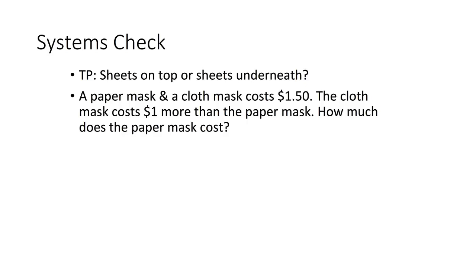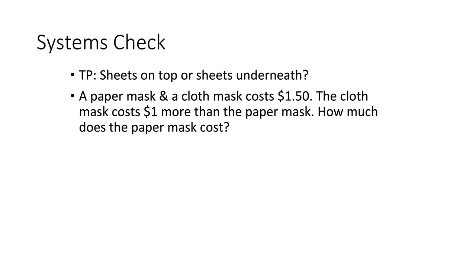But System 1 is wrong, because if the cloth mask cost $1, the paper mask cost 50 cents, and that's not a $1 difference. So we have to engage System 2 to answer this question. So let's take $1 away from that $1.50. We got 50 cents remaining. If we split that in half, then the paper mask cost $0.25. Add the $1 back in for the cloth mask, and the cloth mask cost $1.25, and we've met that criterion of it costing $1 more.